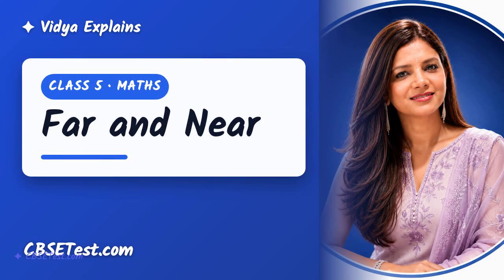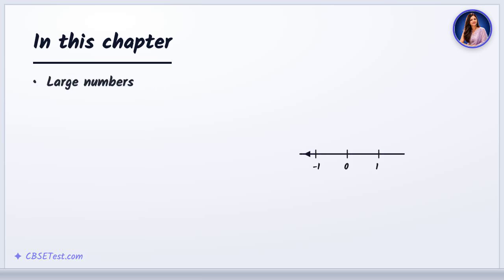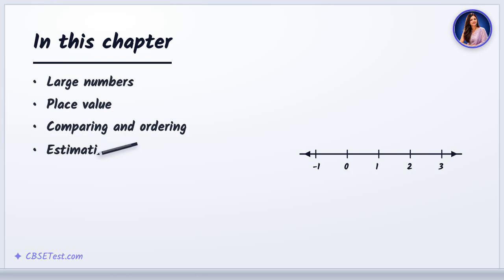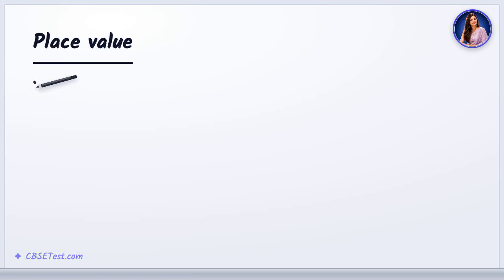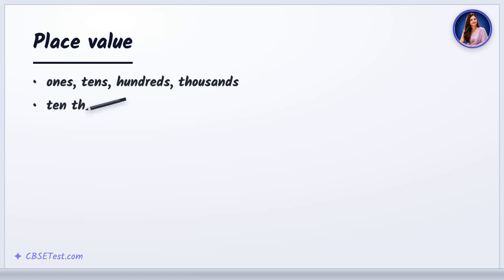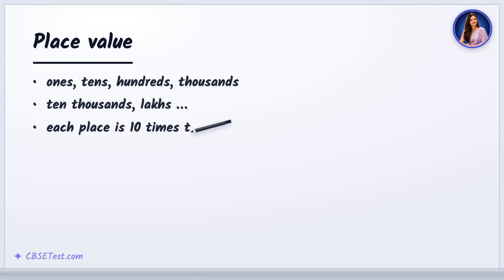Let's learn far and near together, step by step. To talk about far and near, we need large numbers. We'll read their place values, compare them, and estimate distances. Each place is 10 times the place to its right. Ones, tens, hundreds, thousands, and onwards to 10,000s and lakhs.